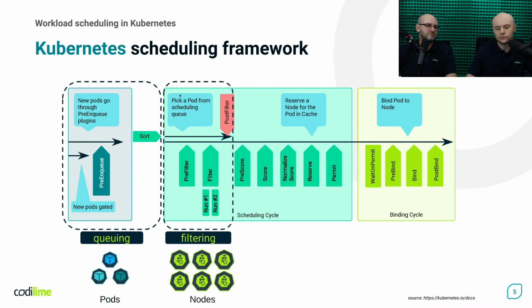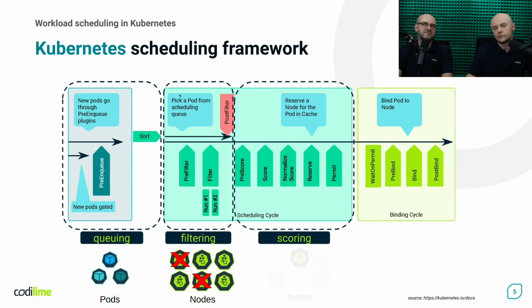Next, you've got a filtering phase when you eliminate such nodes as potential candidates for placing a given pod on them. And there are many different criteria that can apply here, like taints and tolerations, like anti-affinity rules, and other features that Kubernetes offers to you. But we'll not go into detail today.